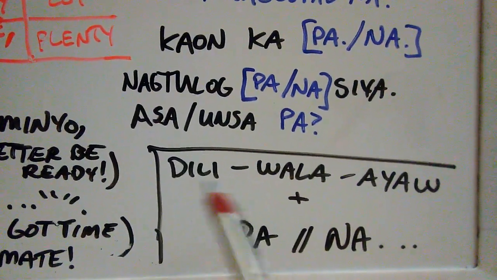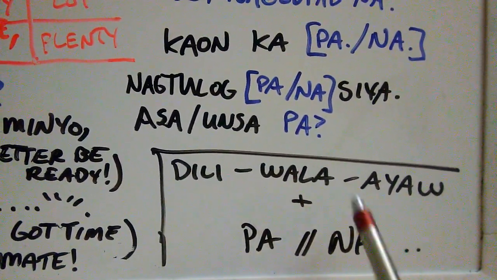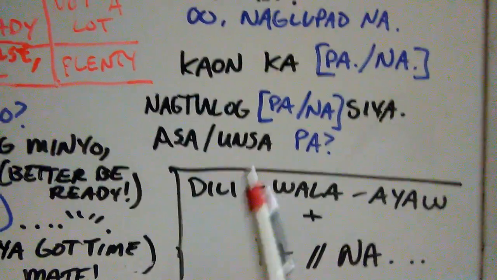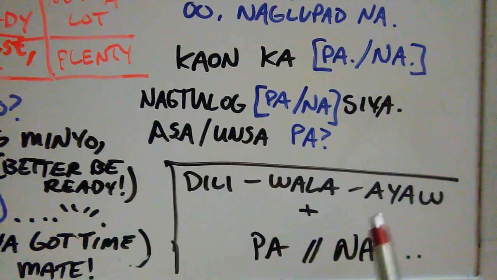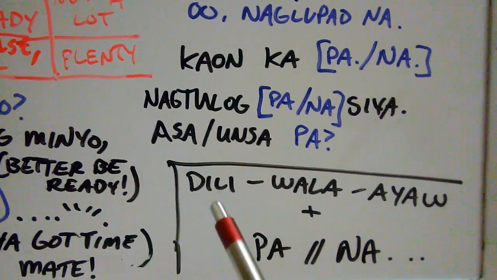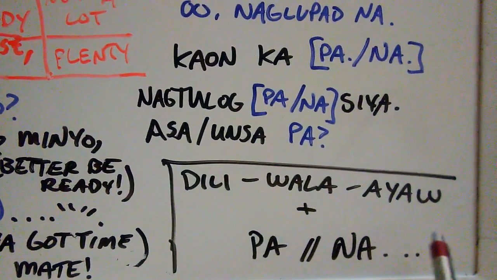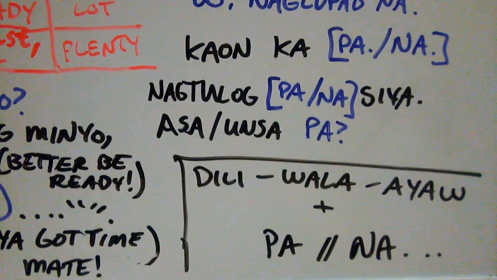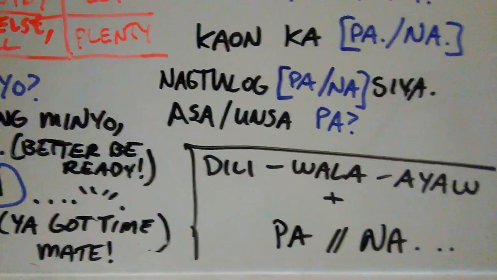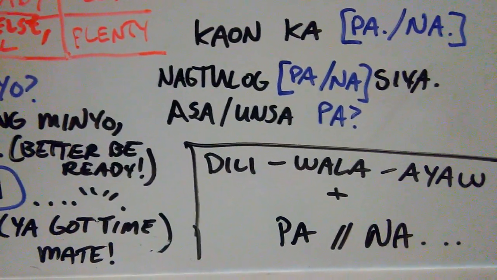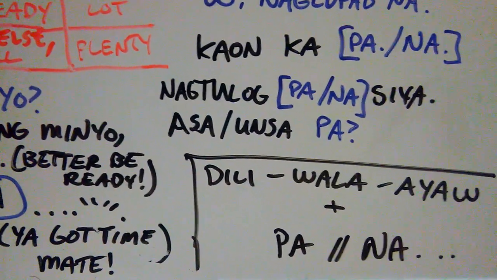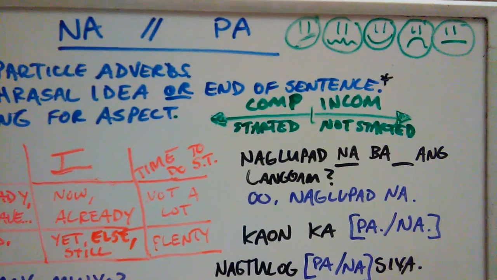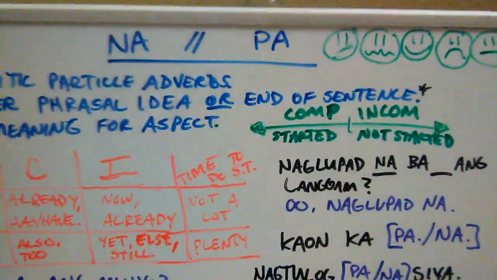So dili with the incomplete, wala with the complete, and ayaw with the imperative, plus pa or na. And you get something like dili pa, wala pa, ayaw pa, or dili na, wala na, or ayaw na, right? So that's ways to negate it, which means not yet, don't, not anymore. It's just negating the action. And again, this is just a recap for our enclitic particles with pa and na.